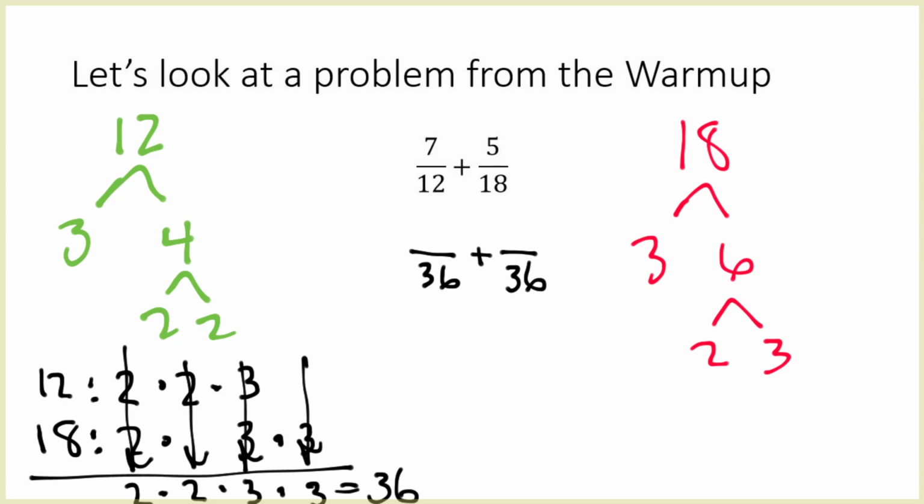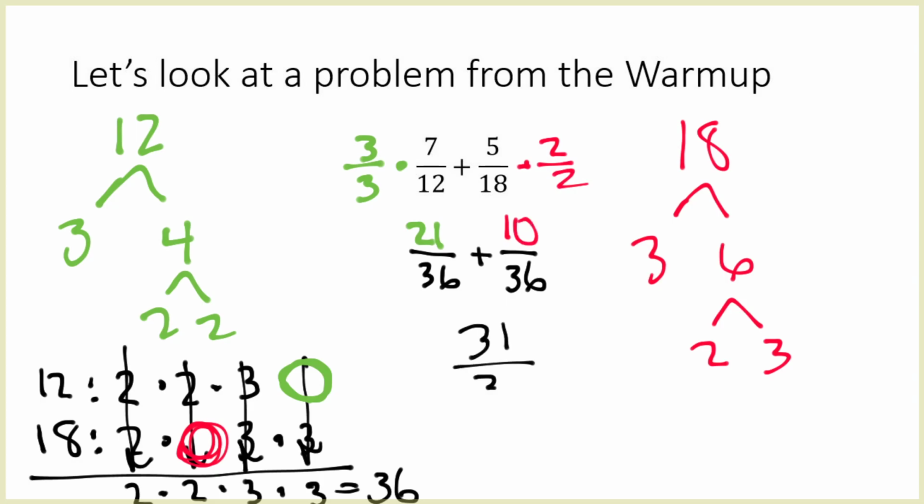Now, how do I get there? So I look for my wholes. I'm missing this one for 12. That's a 3. So I'm going to multiply this by 3 over 3 to get 21 over 36. I need to look for my wholes. Here's my whole here. That's a 2. So I'm going to multiply this one by 2 over 2. 2 times 5 is 10. Now I can add them together and I'll get 31 over 36.